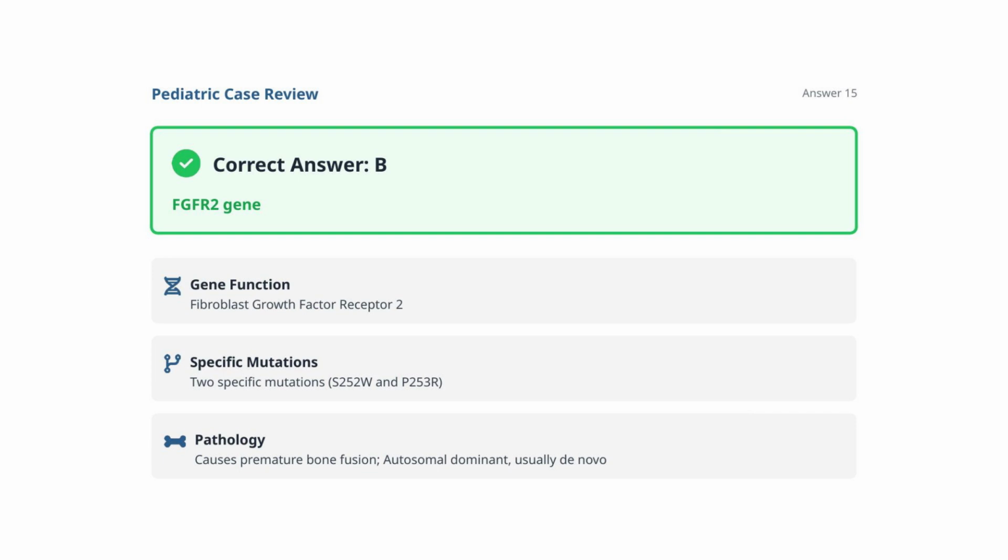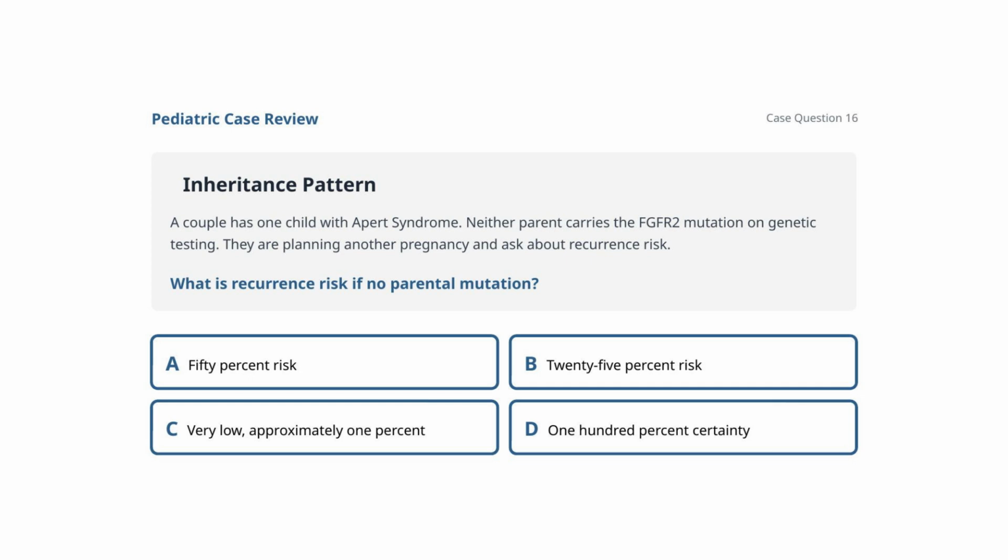Two specific mutations account for nearly all cases, S252W and P253R. These mutations cause premature fusion of bones in the skull, hands, and feet. Inheritance is autosomal dominant, but most cases occur as new mutations without family history. Genetic testing confirms diagnosis.